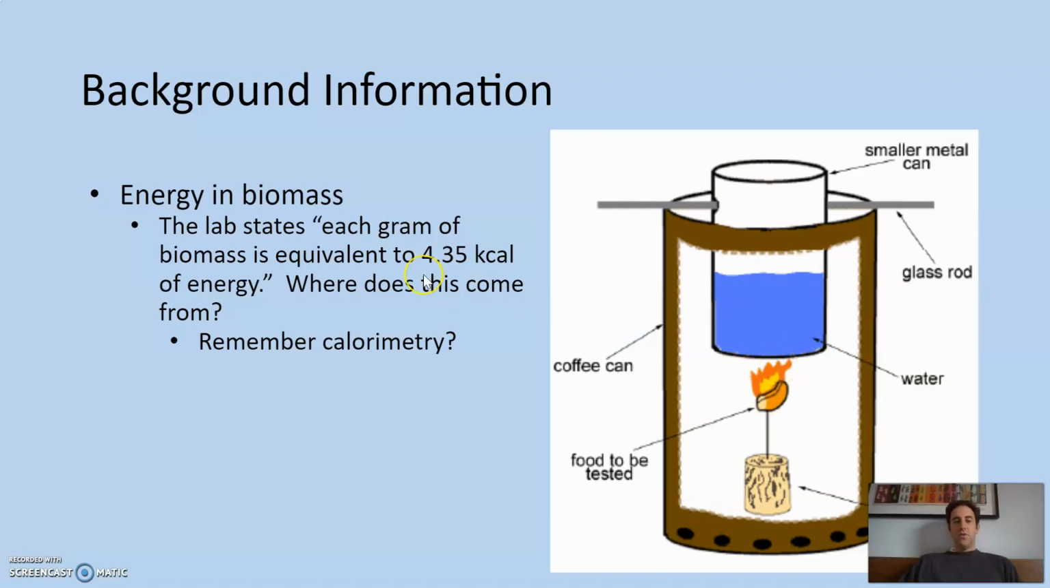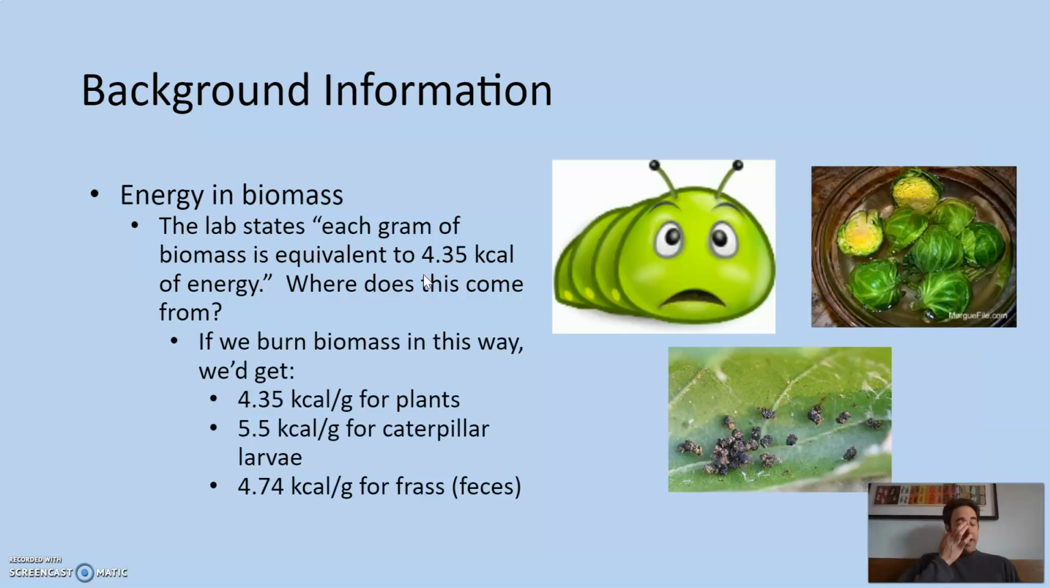And so this is what we mean, this is how we calculate these values. So if we burn biomass in this way, we get 4.3 kilocalories per gram for plants, these Brussels sprouts. You get 5.5 kilocalories for caterpillar larvae. And yes, you can see he's like, wait, what?